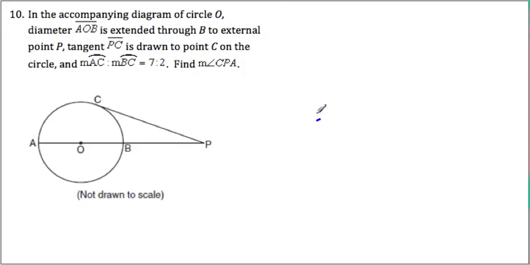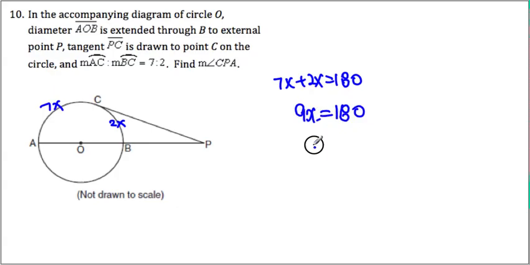Number 10. Here AC to BC is 72. That means we can call this one 7x and 2x. But notice that AOB is the diameter. That makes 7x plus 2x must be equal to 180. Now that means 9x is equal to 180. Therefore the value of x must be equal to 20. That's basically what we end up getting.